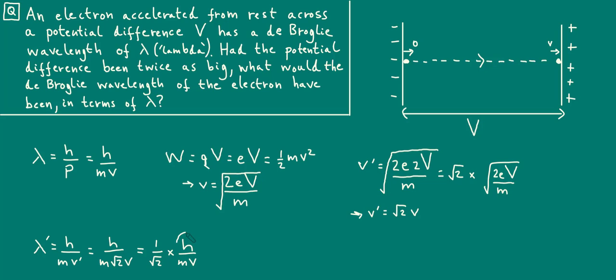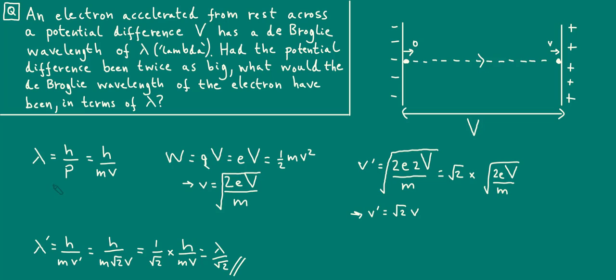And notice that what we've got here, h over m small v, that's just lambda, right? That's the original value of the de Broglie wavelength. So we're done. The new value of the de Broglie wavelength is simply equal to the old value divided by square root of 2.